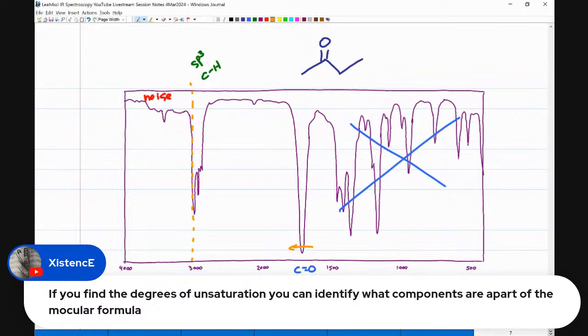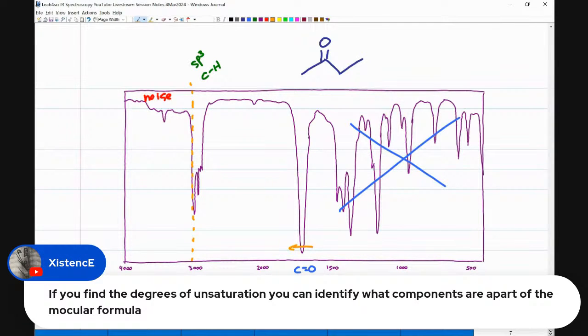Question. If you find the degrees of unsaturation, you can identify what components are a part of the molecular formula. The degree of unsaturation, if I have a formula in a multi-spec problem, that is the first thing I solve for, because even though it doesn't give me anything specific, it helps me know to look out for a pi bond or a ring. In this case, my degree of unsaturation would have told me I have a pi bond or a ring. And then as soon as I notice this right here for the carbonyl, I feel validated. Hey, I suspected a degree of unsaturation. I have a carbonyl. I confirmed my degree of unsaturation.